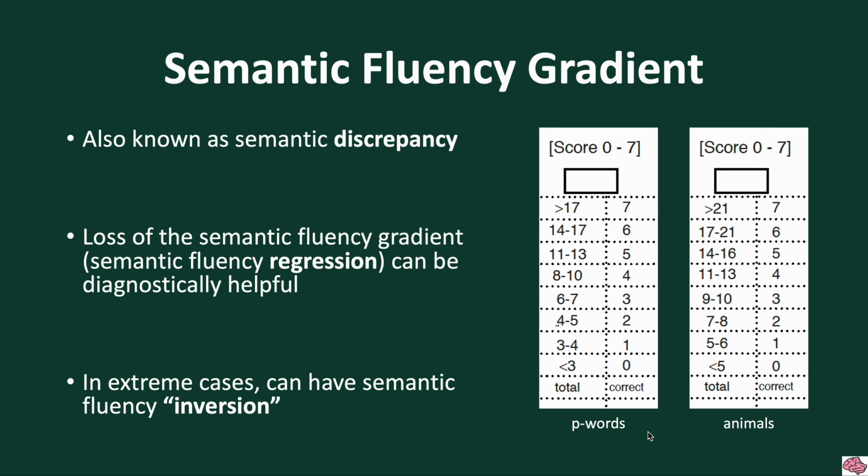It's also known as the semantic discrepancy. And we can actually see it reflected in the scoring on the Addenbrooke's Cognitive Examination. This is the scoring section for phonemic fluency for P words, and you obtain the maximum score of 7 out of 7 if you're able to generate more than 17 P words. In contrast, to get 7 out of 7 for animals, you need to generate more than 21 animals.